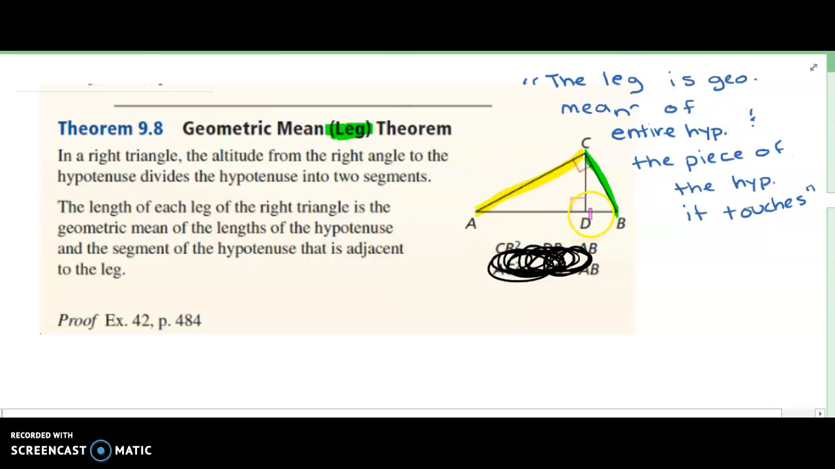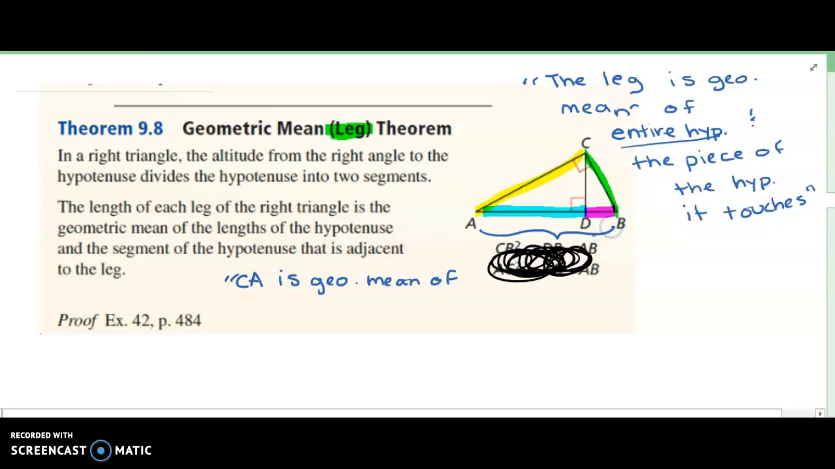Okay, so we have two parts of the hypotenuse. We have this part and we have this part. The leg is the geometric mean of the part of hypotenuse it touches and the entire hypotenuse. All right, so let's do CA first. So CA is the geometric mean. The leg is the geometric mean of the entire hypotenuse.